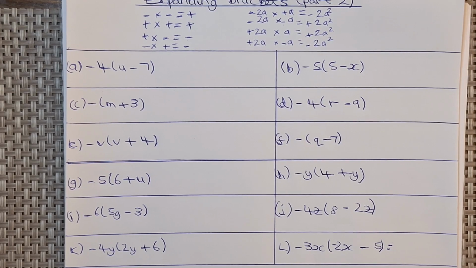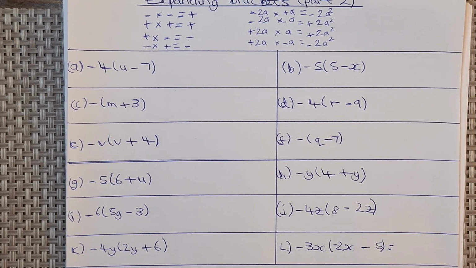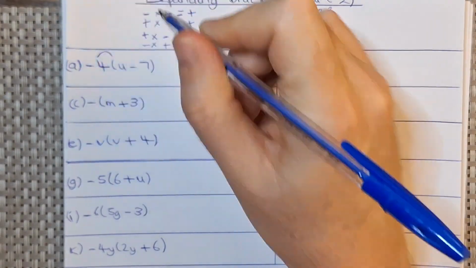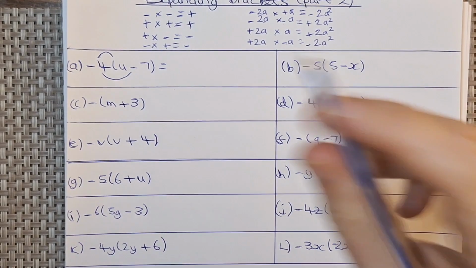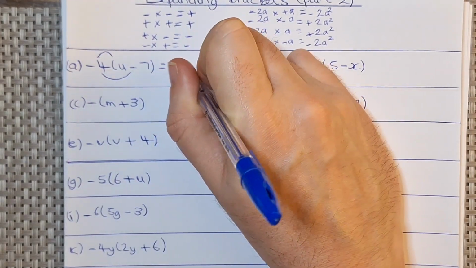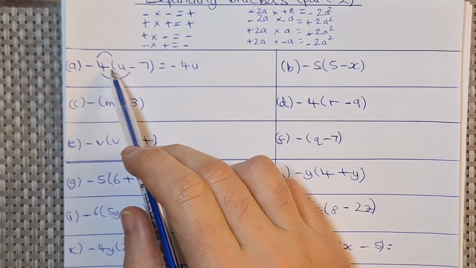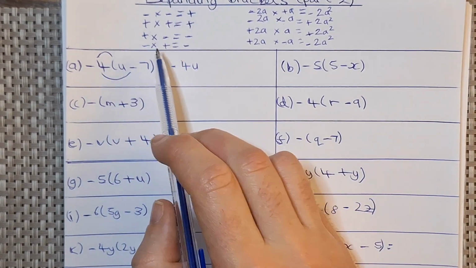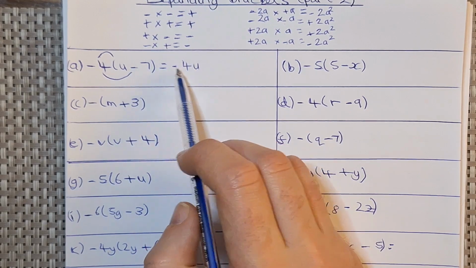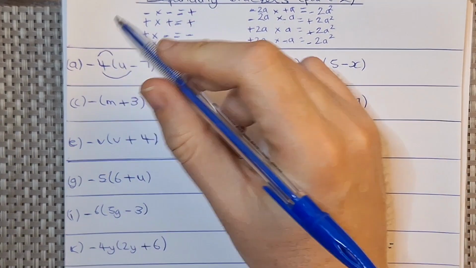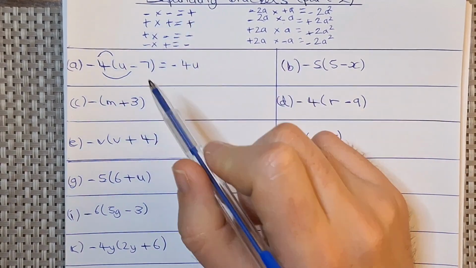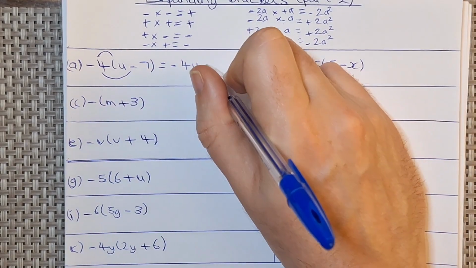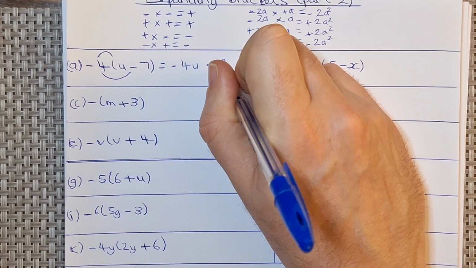So here we have minus 4 times, in brackets, u minus 7. Same method as before: minus 4 times u and minus 4 times minus 7. Minus 4 times positive u gives minus 4u, because 4 times u is 4u and a minus times a positive is minus. Then minus 4 times minus 7: a minus times a minus is positive, and 4 times 7 is 28, so positive 28.